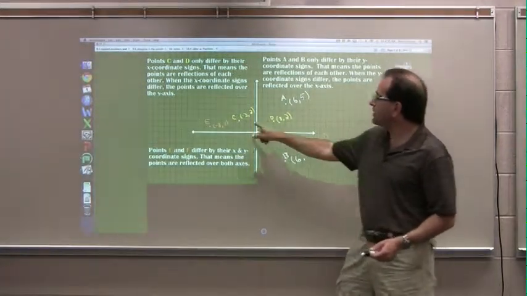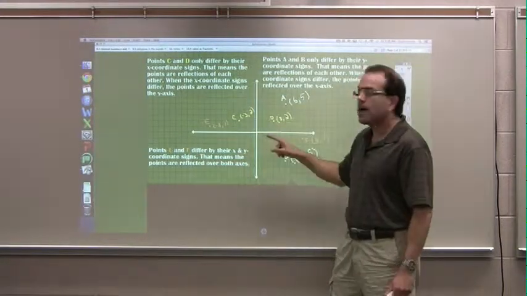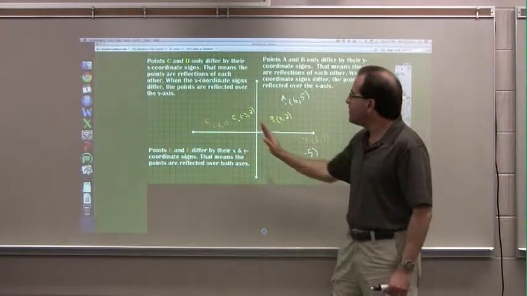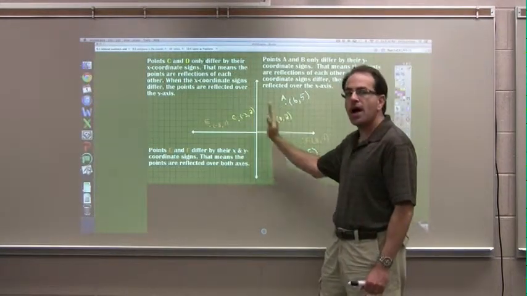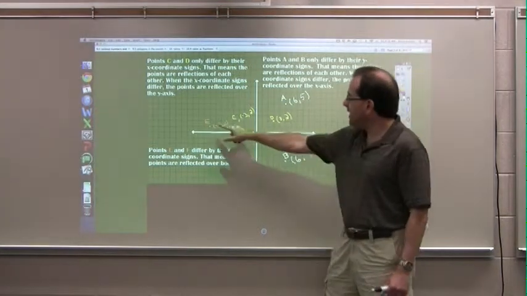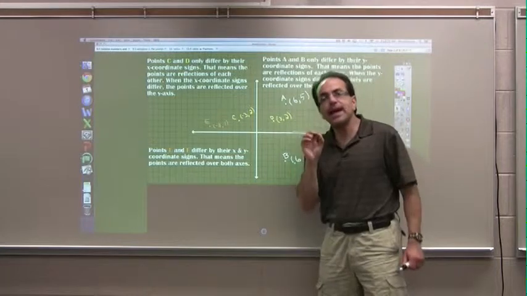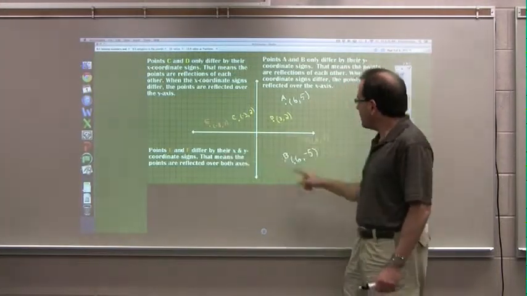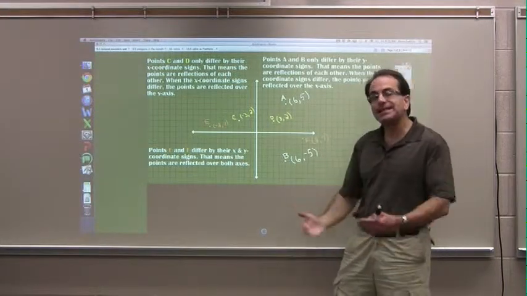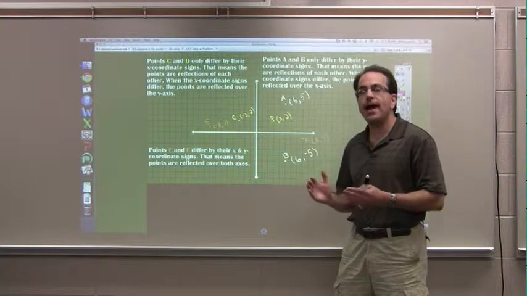If you look at points C and D, you'll notice that they differ only by their x-coordinate sign. We have a negative here, a positive here. They are reflected over the y-axis. And last, you'll notice points E and F. They differ by both x and y. You have -8, +8. +1, -1. It's a double reflection. They're reflected over both the x and y axis.